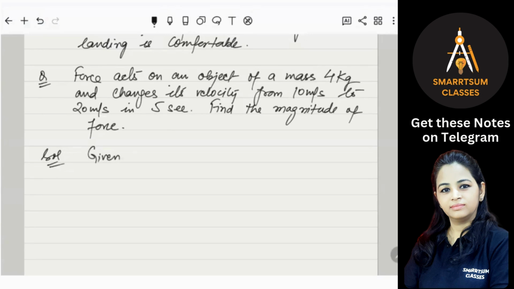Given. Alicia, are you getting that? Mass of the object is 4 kg. Initial velocity, u, is 10 meter per second. Getting that? So this is the initial velocity, that velocity with which the object is moving initially, right? Okay. Then v is 20 meter per second, right? v is the final velocity. Okay. Now, time taken for this change is 5 seconds, right? So we have noted all the quantities which are given here, right?